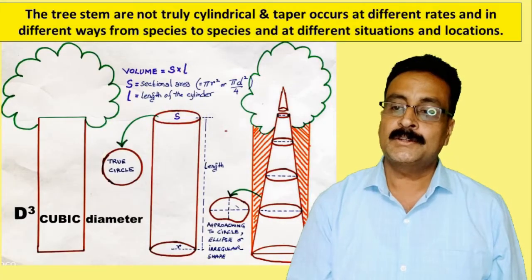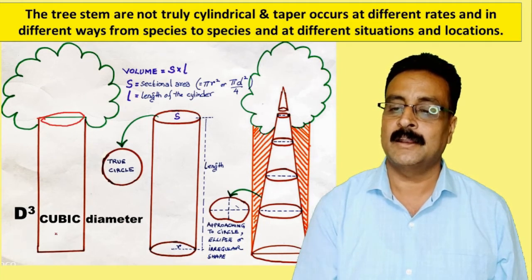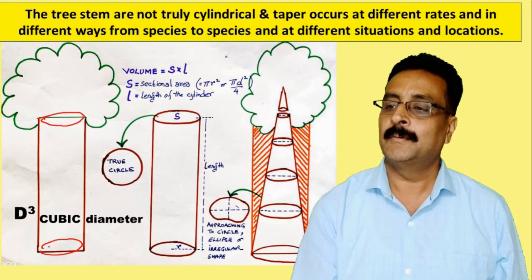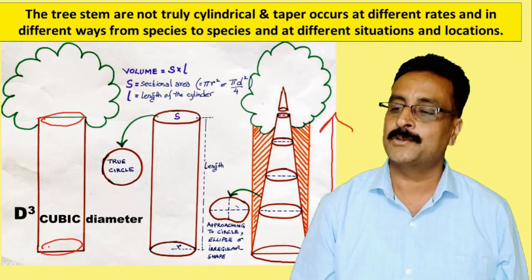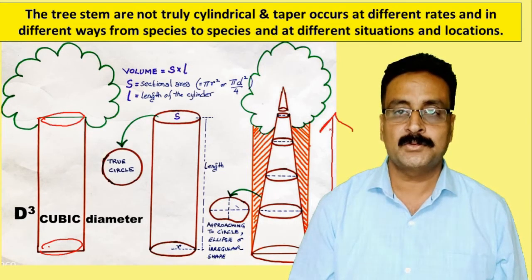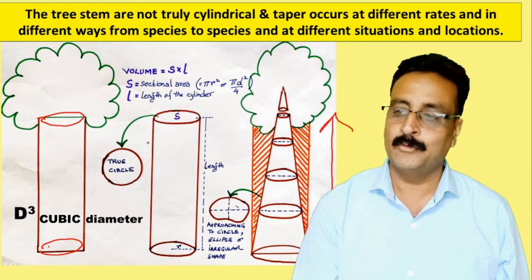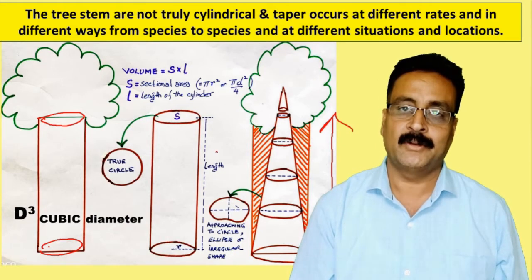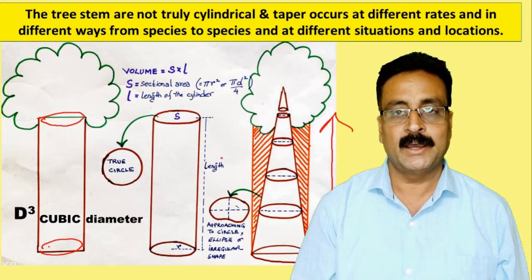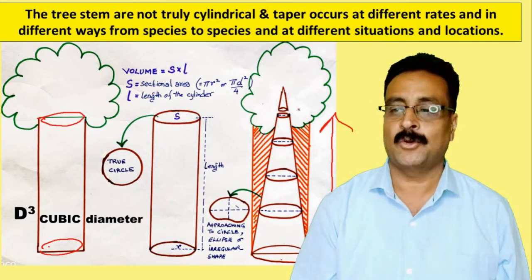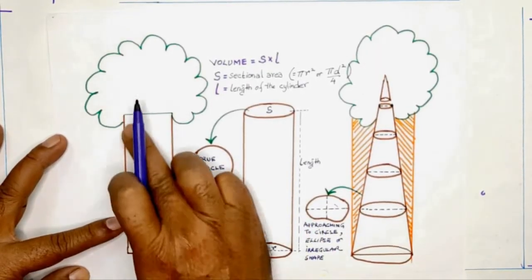Tree stems are not truly cylindrical like this, because taperness occurs at different rates. You can see how the taperness occurs at different rates from base to top, and it differs from species to species and in different situations and locations. If a tree were completely cylindrical, it would be very easy for us to measure its volume, but it is not like that, because here we will be considering d cube, a cubic diameter, by tapering from base to the top. A tree is never cylindrical like this.